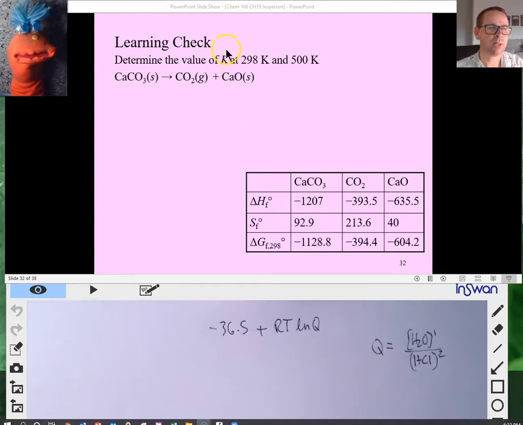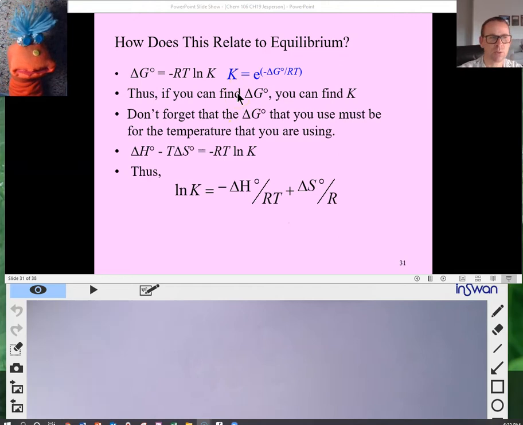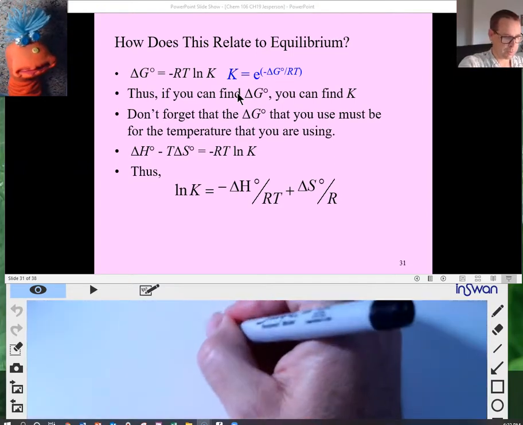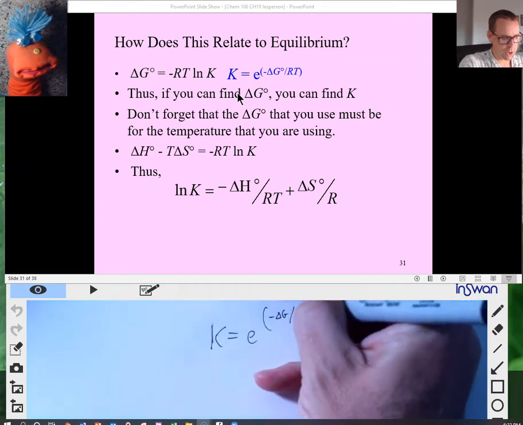So we would like to determine our equilibrium constant for a given chemical reaction at 2 different temperatures here. Well, how do we get to the equilibrium constant from this information down here? Well, look, can I see that equation again? Let's copy it down for ourselves. What does that show us? The equilibrium constant is equal to e to the negative delta G over RT. All right. K equals e to the negative delta G over RT.